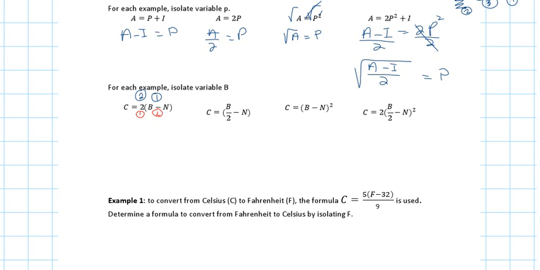Okay? So, first thing you're going to get rid of the 2, so it's going to be c divided by 2 equals b minus n. And then bring the n, negative n over, becomes c over 2 plus n equals b.